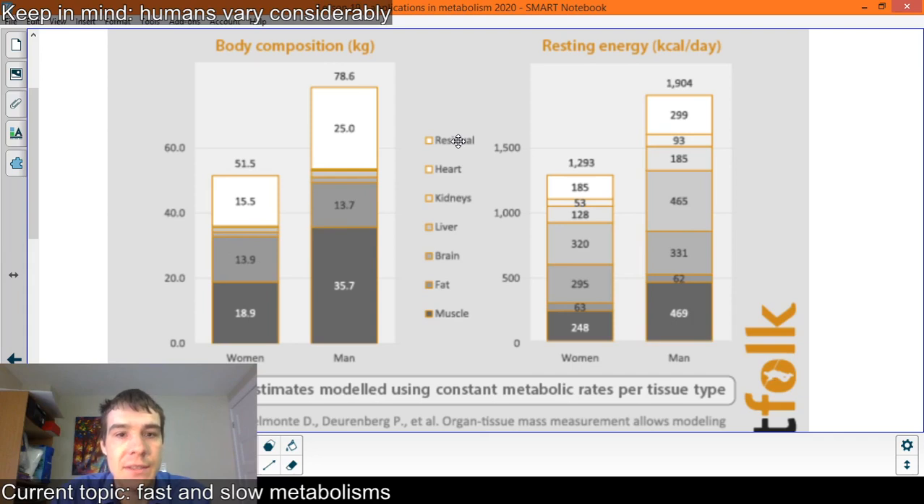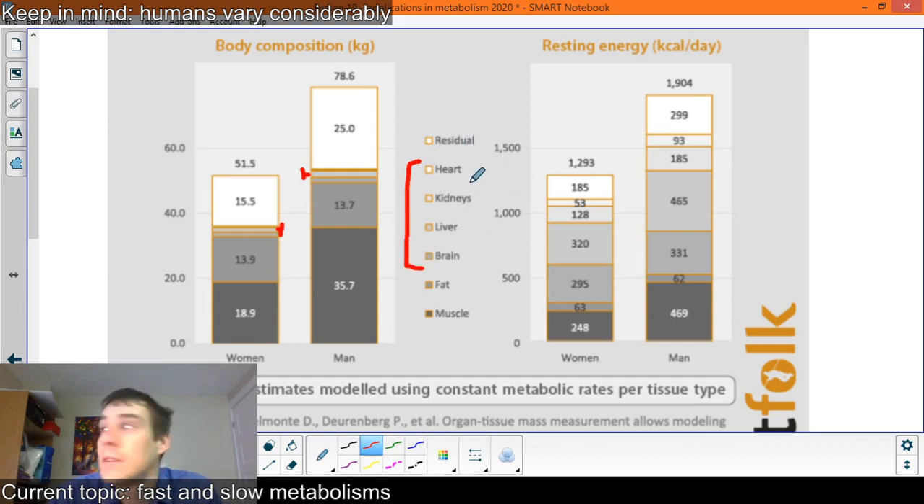And residual is all the other stuff. So residual is the other big part of it, and that's stuff like skin. There's a lot of connective tissue and skin to deal with. And all these little guys in here are the heart, the kidneys, the liver, and the brain. They don't actually take up that much mass. They're like a couple of kilos, maybe 10 pounds, something like that. That's all of these guys together, all of our big organs.